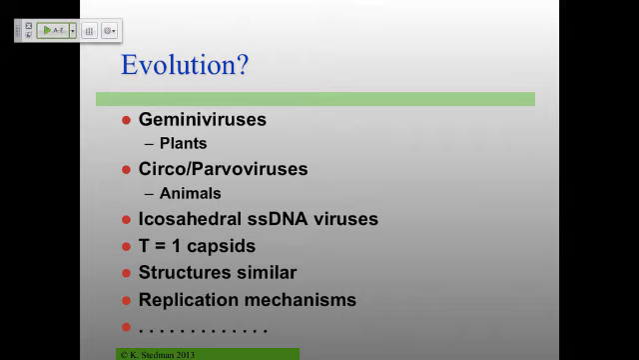Almost all of them have T=1 capsids, except for the Gemini viruses, which are really interesting. They've got two capsids kind of bound to each other. That's why they're called Gemini viruses. Structural similar replication mechanisms. So why? I think it's because they can steal RNA, but we'll talk about that when we talk about these circoviruses a little bit later on.